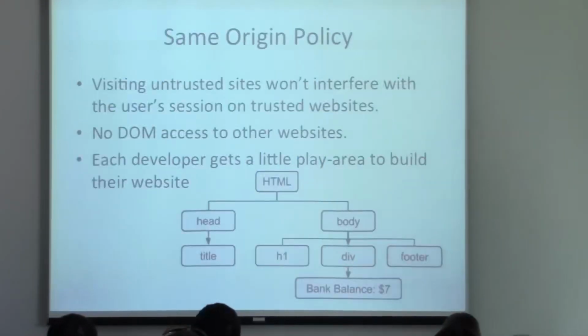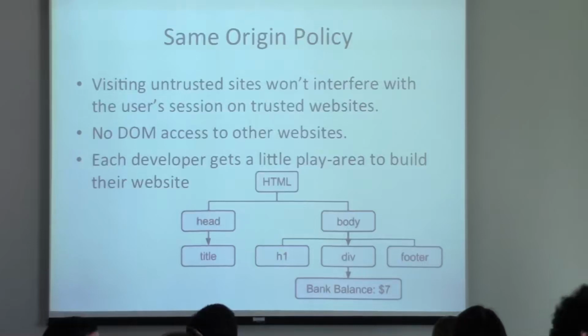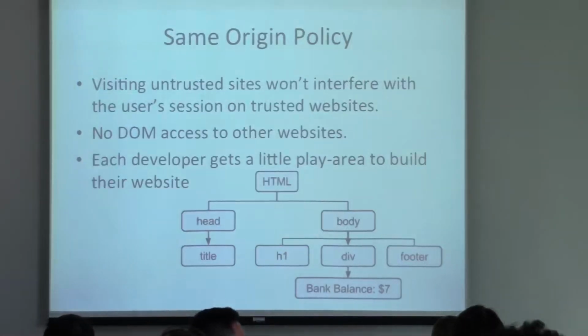So, getting started, first thing we're going to talk about, same origin policy. Pretty much every talk about browser security talks about same origin policy, so I'm pretty sure most of you are familiar with it. But the general idea is that when you visit an untrusted site, that site should not be able to manipulate the sessions you've already pulled in from one of your trusted sites. Basically it says no DOM access to other websites. This is nice because it gives each developer a little play area to build a website and not have to worry about other sites messing with it.